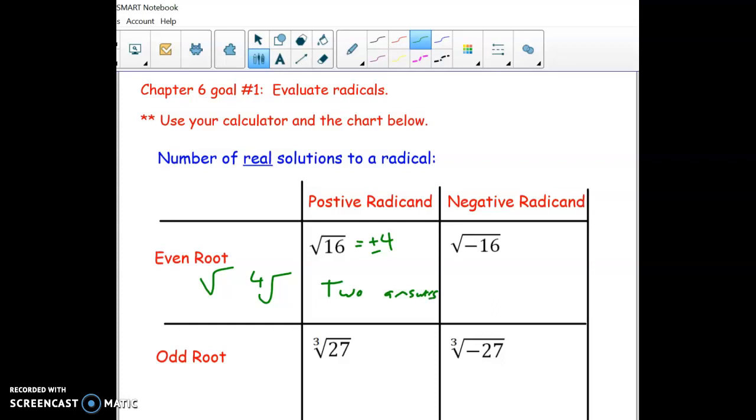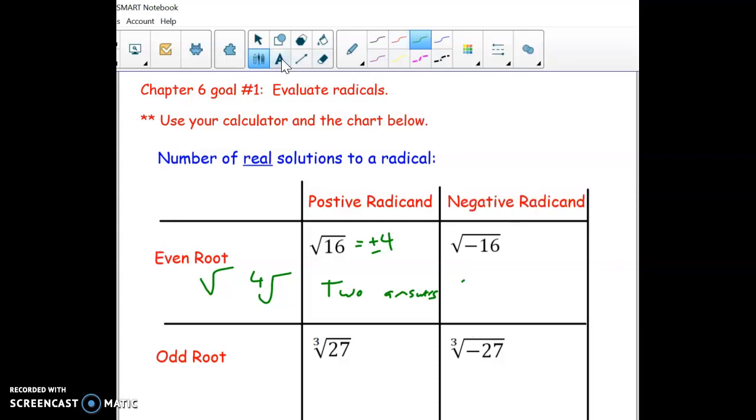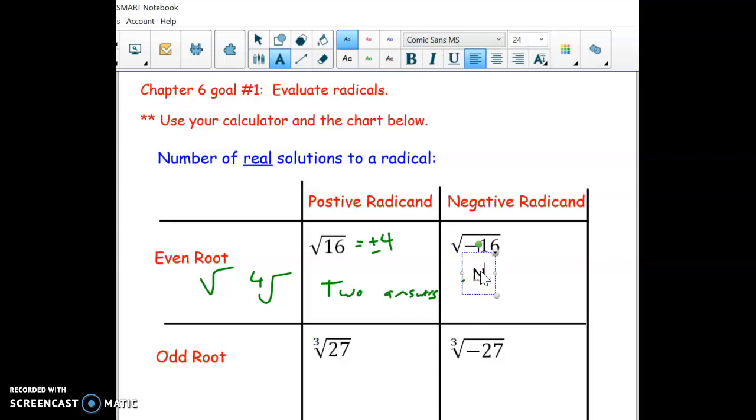Okay, and if you have a negative number underneath the radical and it's even, again, a fourth root or a square root, these are imaginary answers. So what we put here is there's no real. Sorry, my thing is really goofed up here. This one should be no real answers. Sorry, I do not know why this is right, but no real answers.